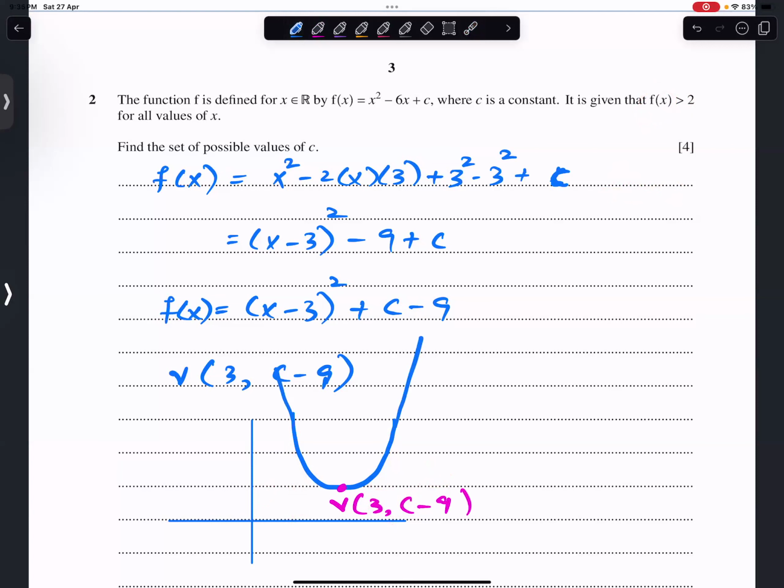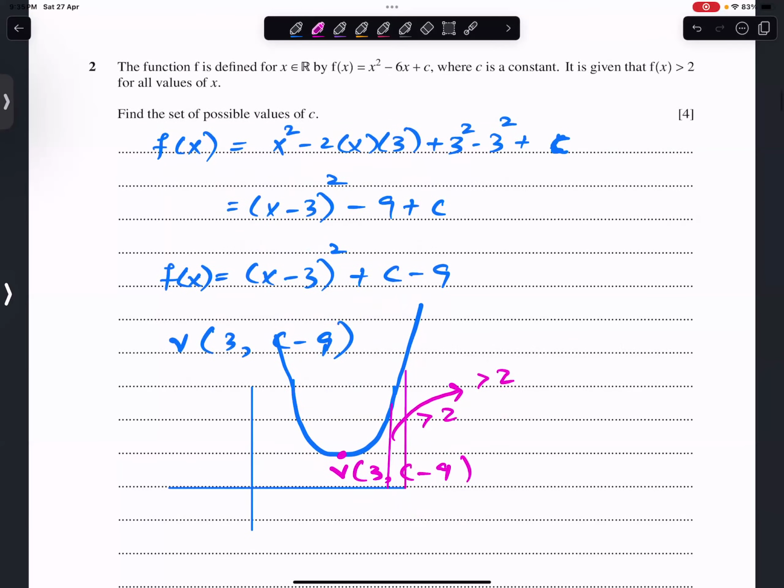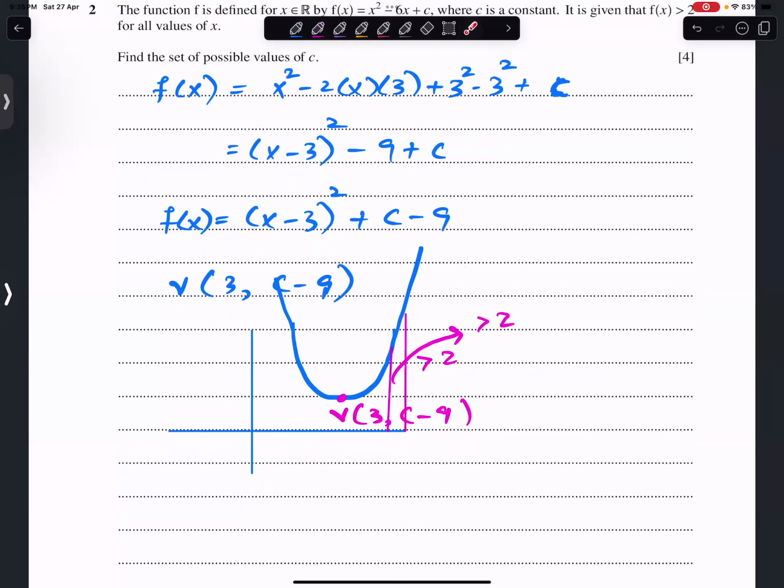These are all heights, okay? All these heights are greater than 2. So essentially, the vertex is also a height, okay? This is the smallest height.